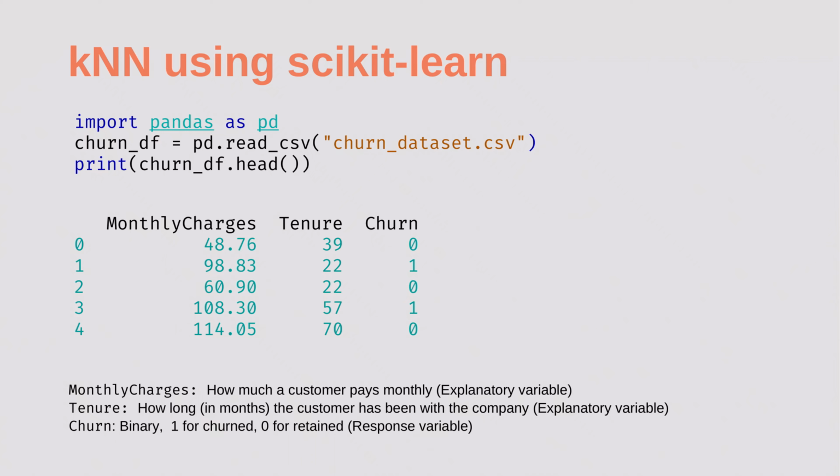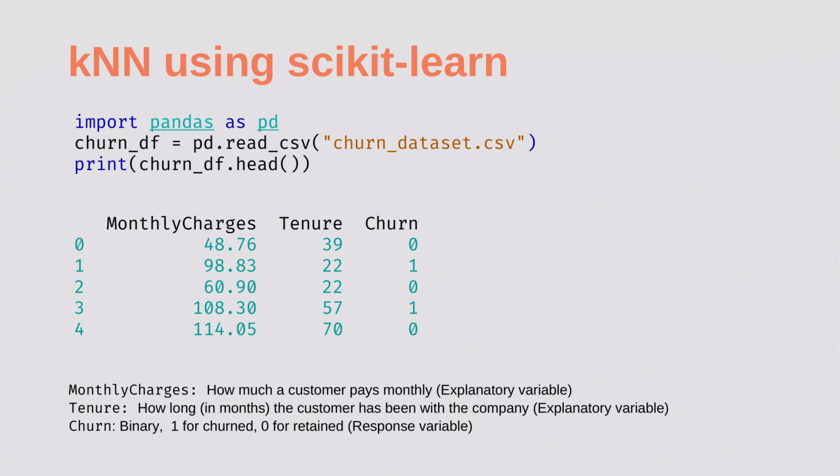Monthly charges, which tells us how much a customer pays every month. Tenure, which shows how many months they have been with the company. And churn, which is our target or response variable. 1 means the customer has churned, and 0 means the customer has stayed.